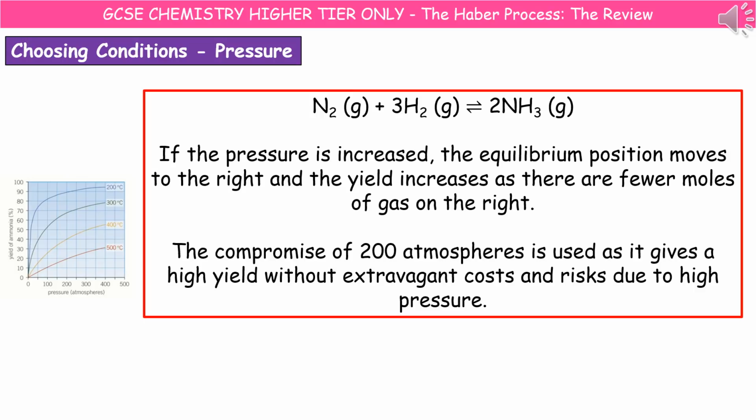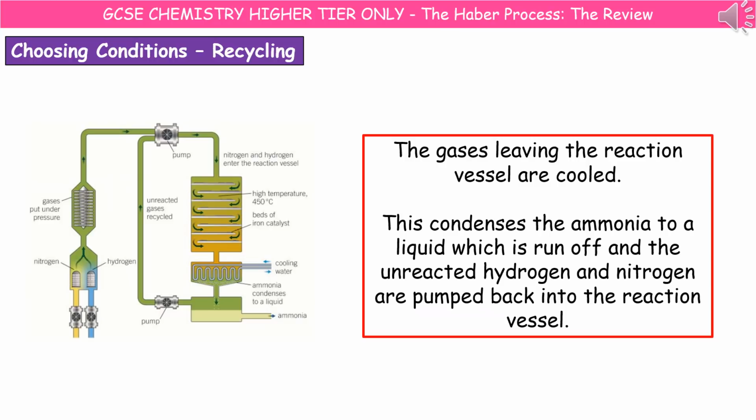However, we don't just increase the pressure up to 500 atmospheres, for example, because what we need to do is balance that whole idea of increasing the pressure to increase our yield without increasing the pressure to a point that the cost of designing the equipment and maintaining that high pressure become a little bit unobtainable. So what we're actually going to do is use 200 atmospheres because it gives a high yield without those extravagant costs and risks due to the high pressure environment.